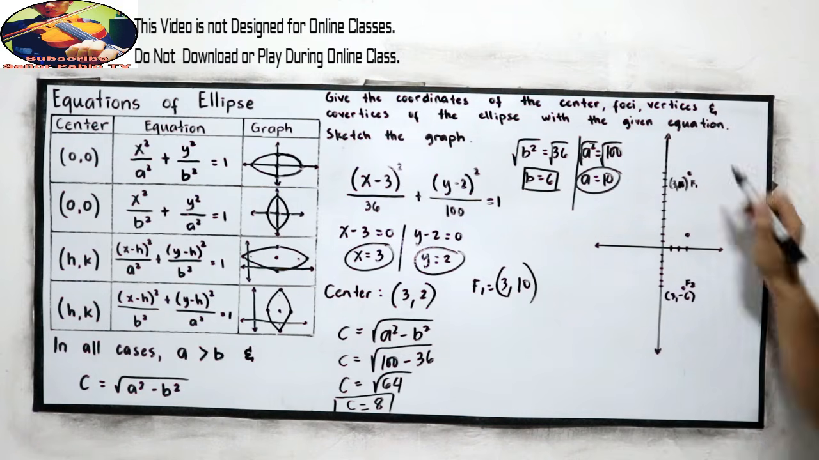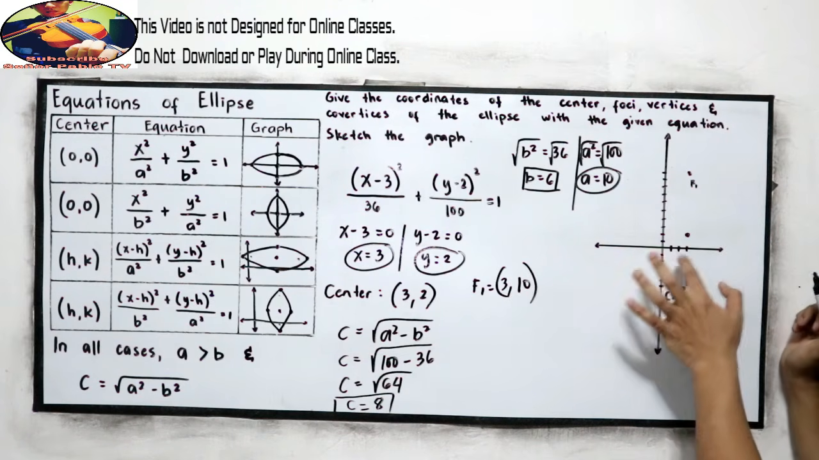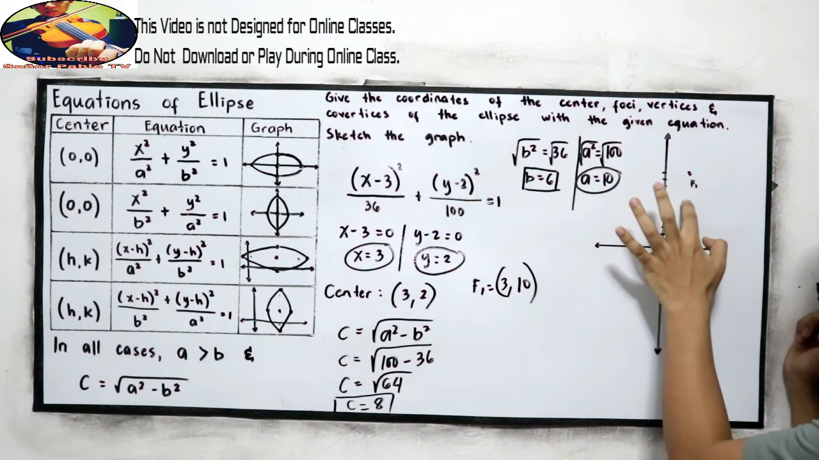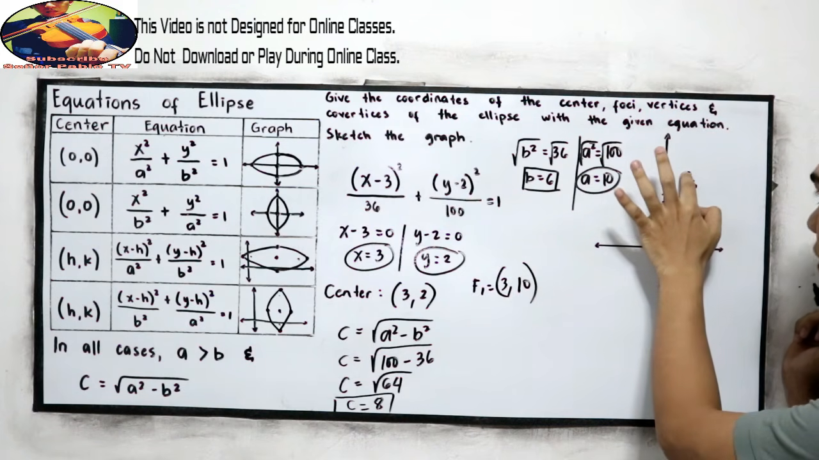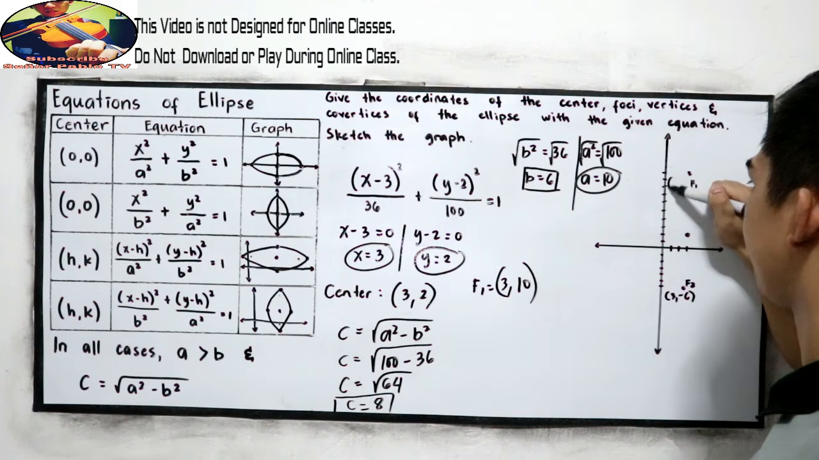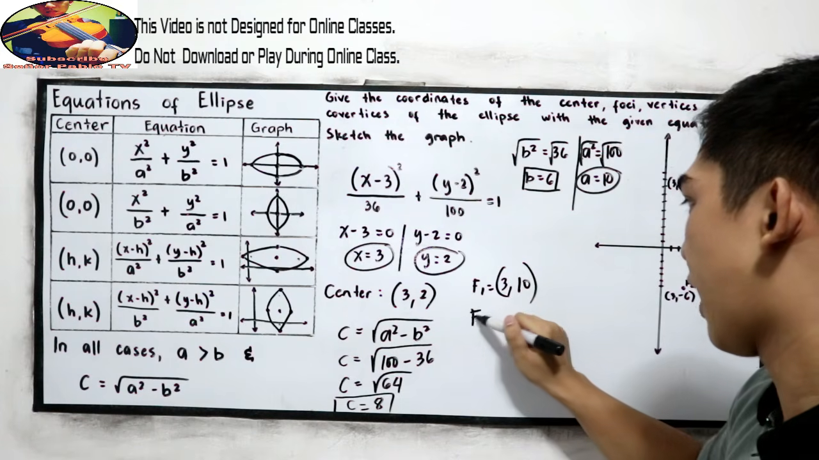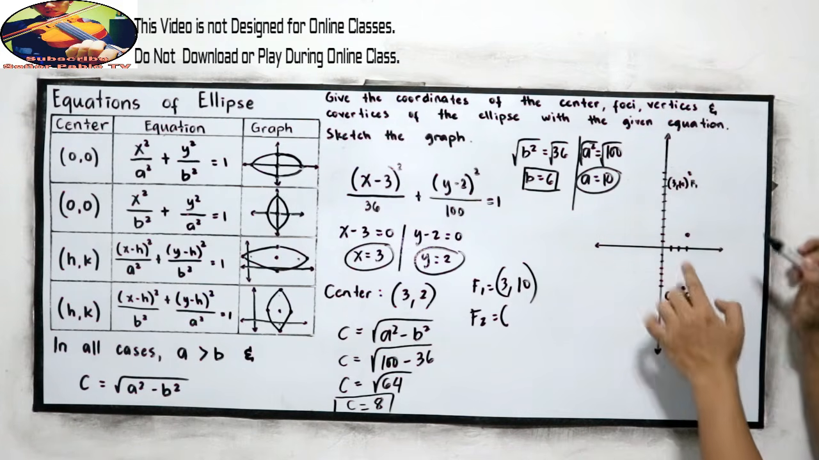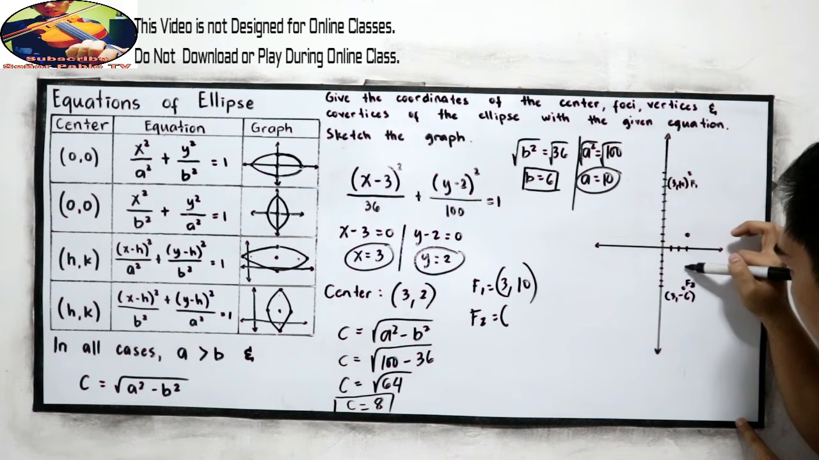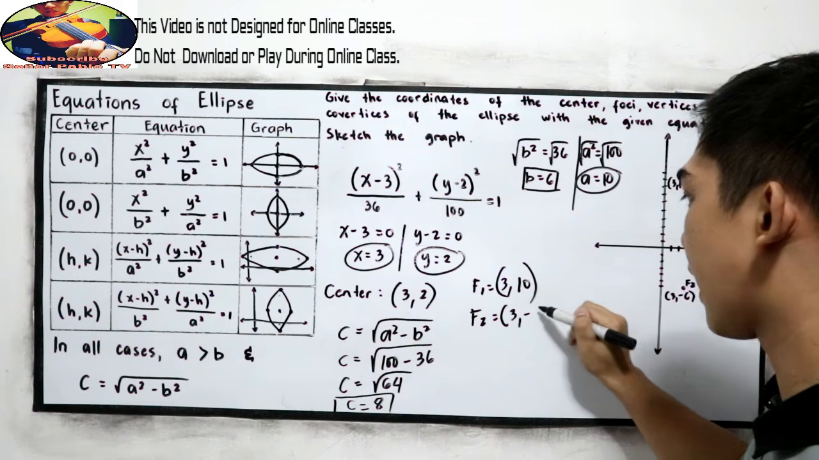Always check your coordinates. Okay, let us locate again f sub 1. So 8 units up. So 1, 2, 3, 4, 5, 6, 7, 8. Getting the coordinates, that is 3, positive 10. And for our f sub 2, so 3, then going down 1, 2, 3, 4, 5, 6, 7, 8. 3, negative 6.